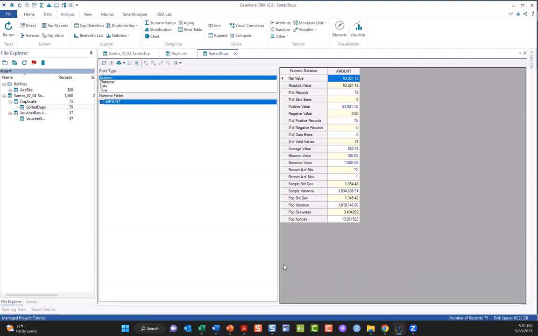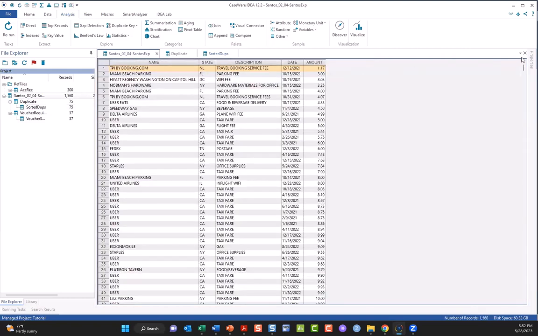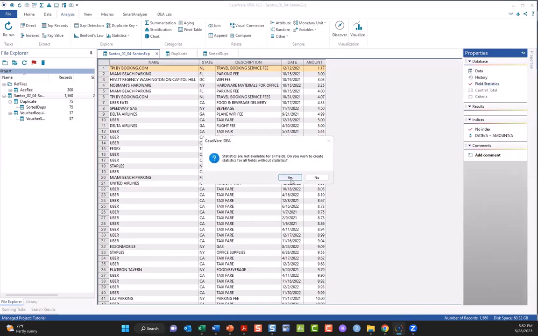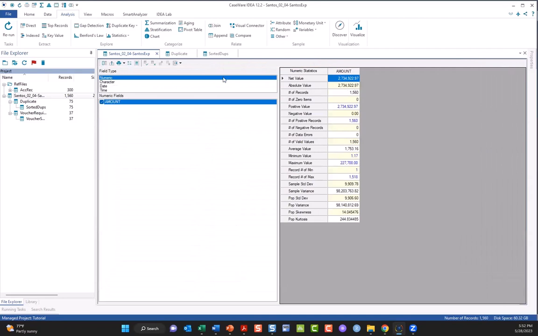And now, please, I need to get back to my data. I know I can get back there by clicking here. Usually you can have both open. There we go. I'm back at the data, but we can go to field statistics again. This is the sorted duplicates, the total again, 63,921. I need to get back to my data.